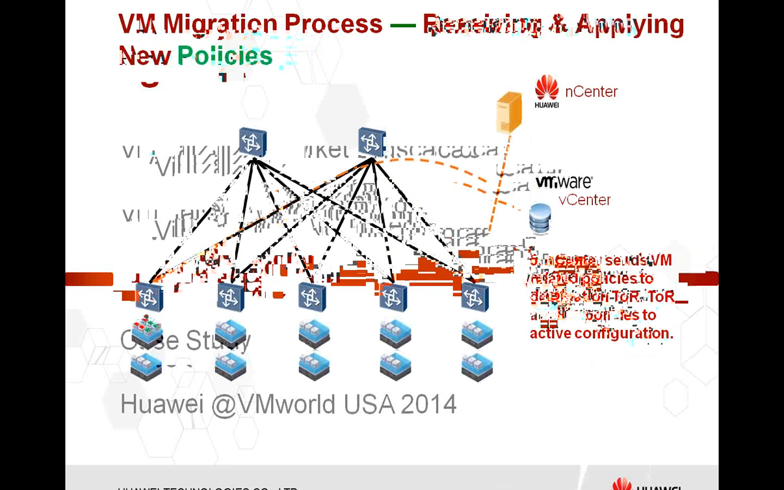nCenter receives that request and sends all the configuration-related policies, based on a template that has been mapped to that particular virtual machine profile, back to the switch. And that top-of-rack switch applies that set of policies and configuration to the current active configuration.